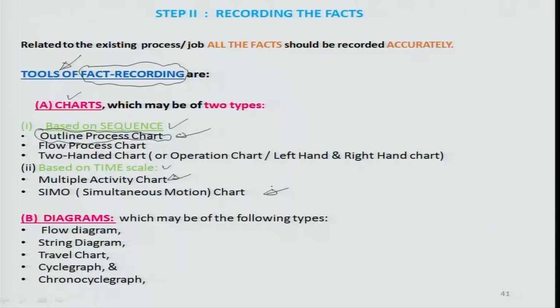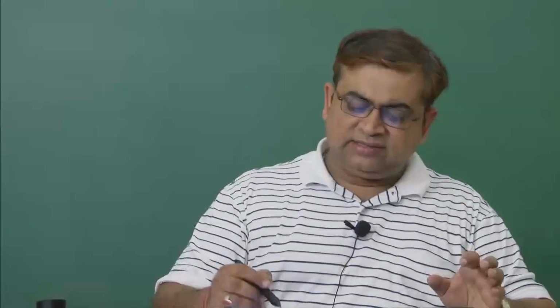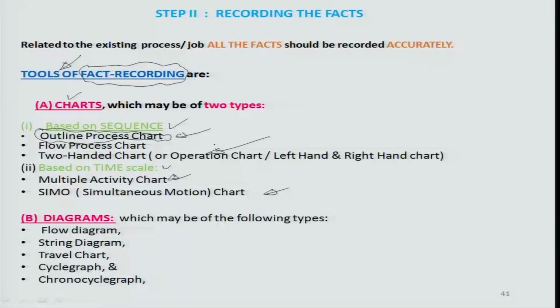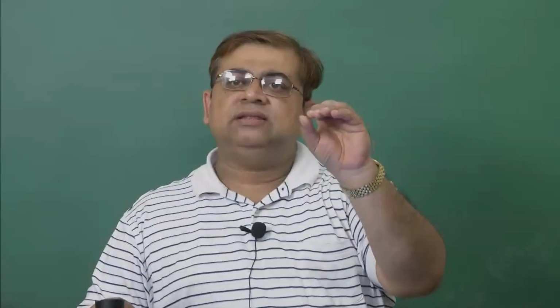SIMO charts are basically related to the same concept of right and left hand, but here the idea is to be recording the time scales independently of the right and the left, so that we could be able to describe the total time involved in doing the sequence of operation. In the earlier case, the two-handed chart would normally be for a sequence in time. So, we are using the time scale to record what follows what, without giving an instance of what amount of duration is involved between two operations.